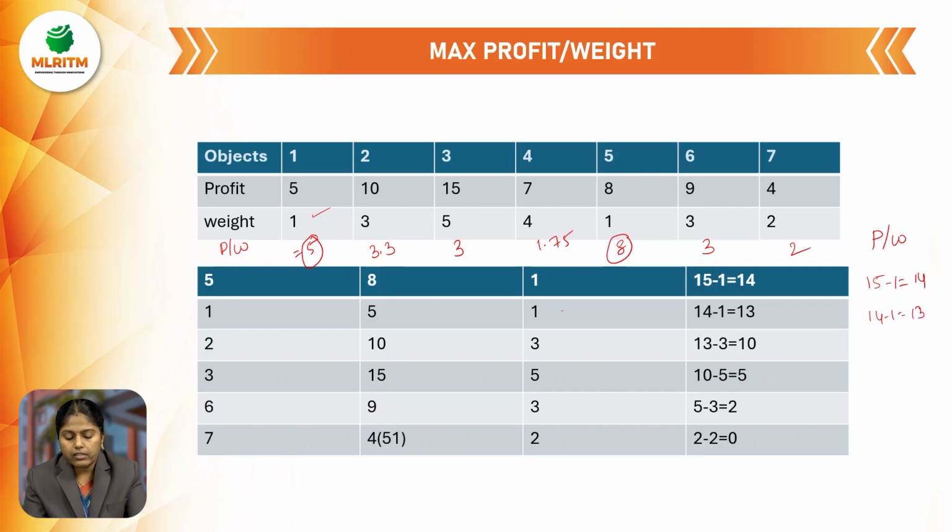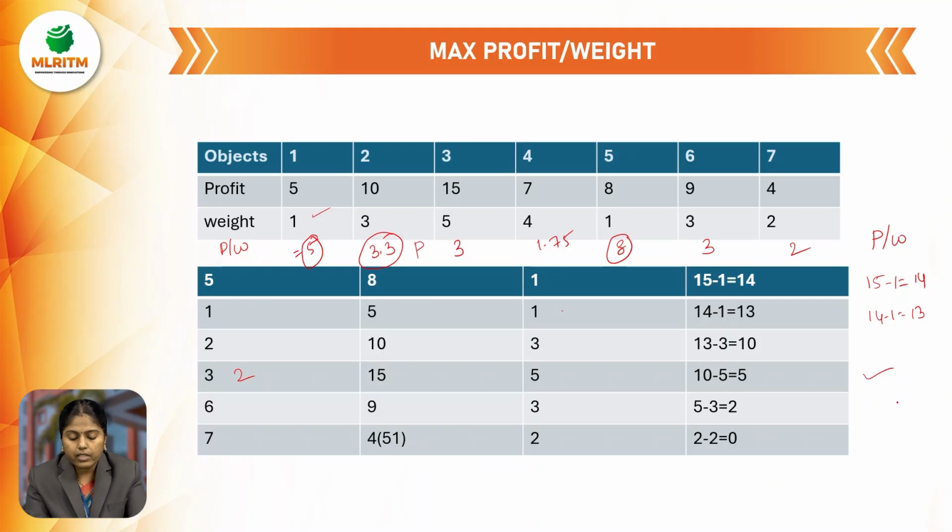Okay, the next one is to calculate the next maximum profit. That is 3.3. In the 3.3, what is the object for this profit by weight ratio? That is object 2. What is the profit here? 15. And what is the weight here? 5. Again you have to deduct, 10 minus 5 equals 5.